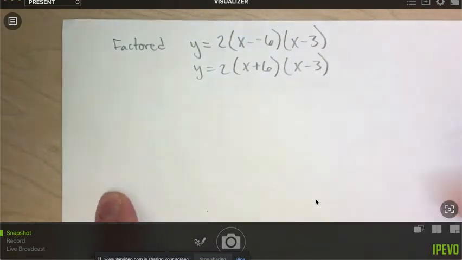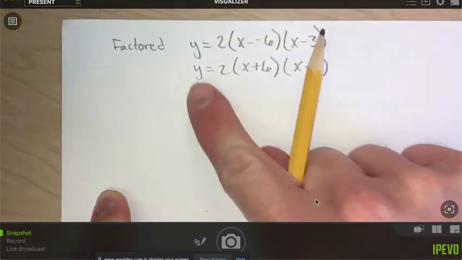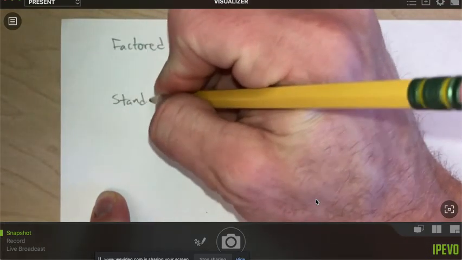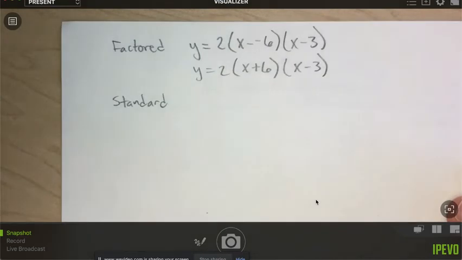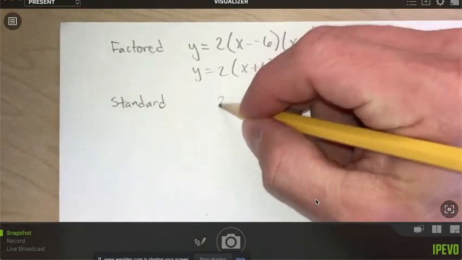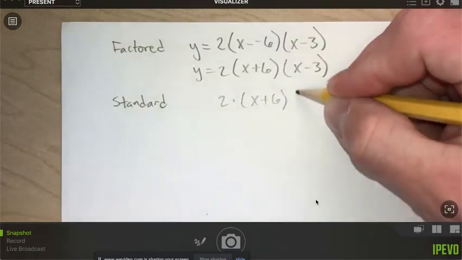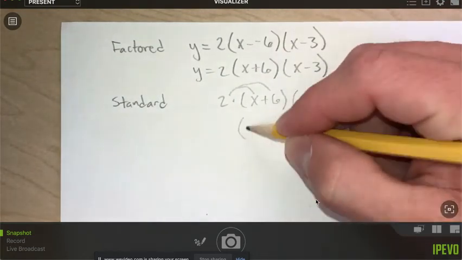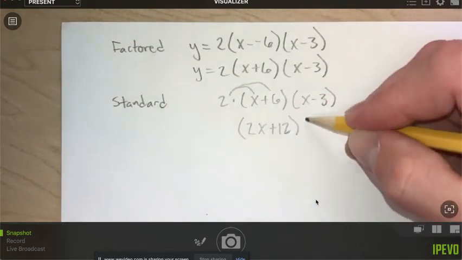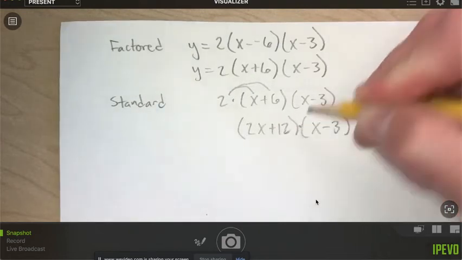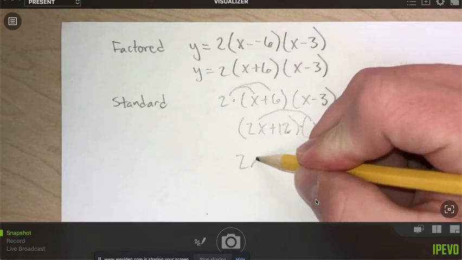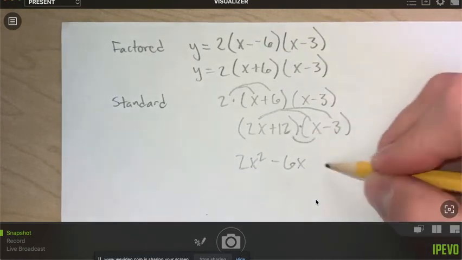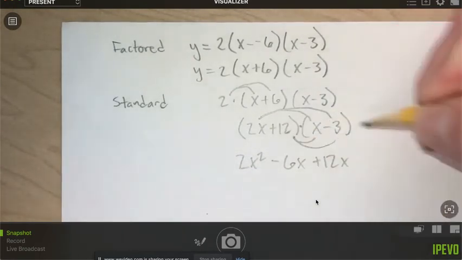Now, like I said, I want it in all 3 formats. But since I already have factored form, I might as well say, well, what's standard form going to be? Well, in other words, what is 2 times x plus 6 times x minus 3? 2 times x, 2 times 6. This is going to be 2x plus 12 times x minus 3. So 2x times x will be 2x to the second, minus 6x plus 12x minus 36.